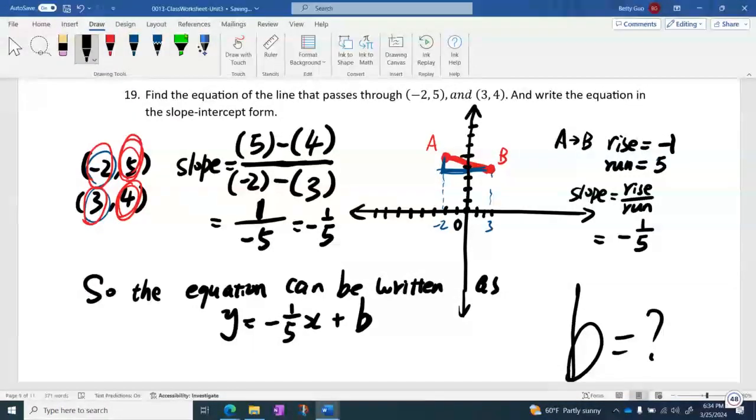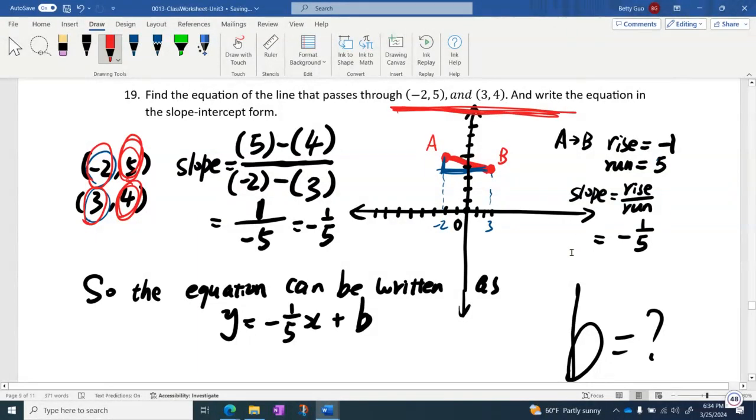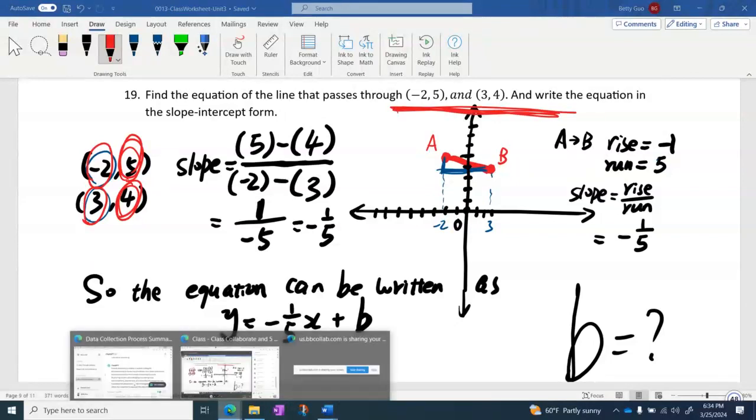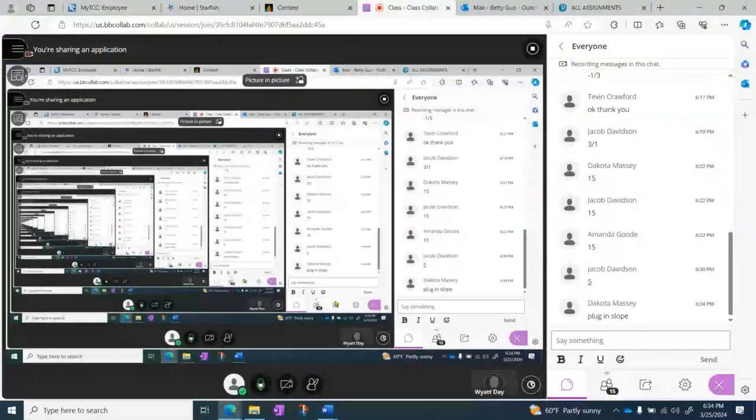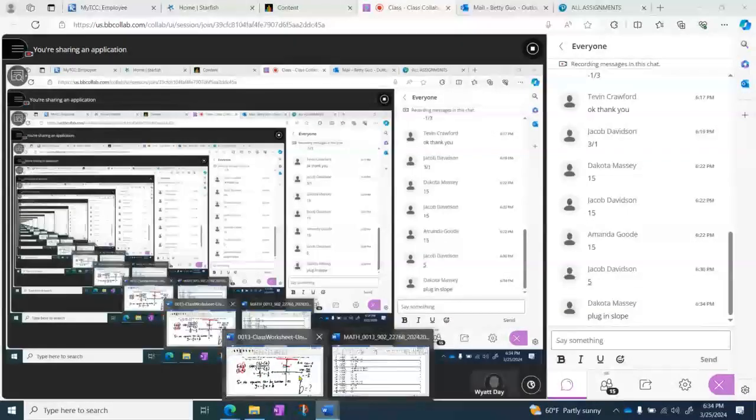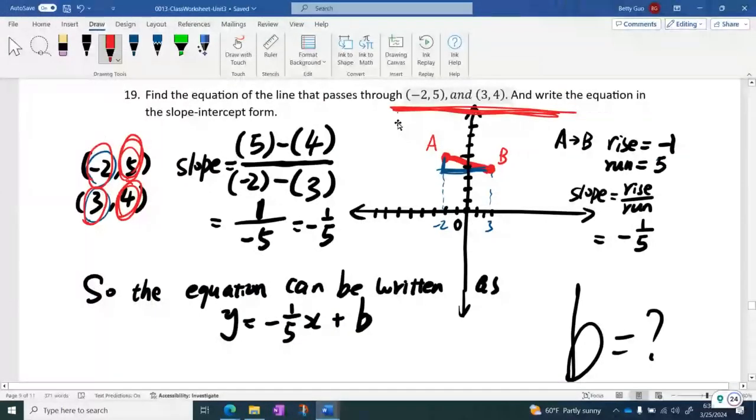How do we find the b in this question? We have two given points, right? You can type your answer in the chat. Plugging in slope. We are already plugging in slope. You mean plugging in a given point? I believe you mean plugging in a given point. We have two given points. One is -2, 5, the other is 3, 4.